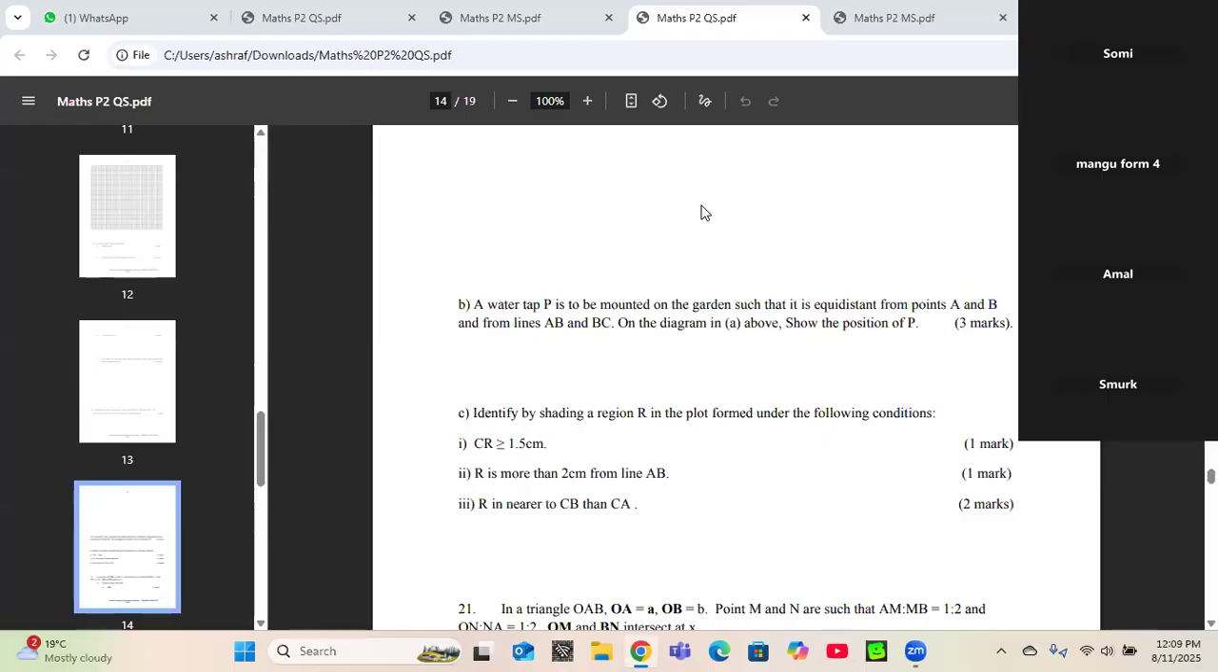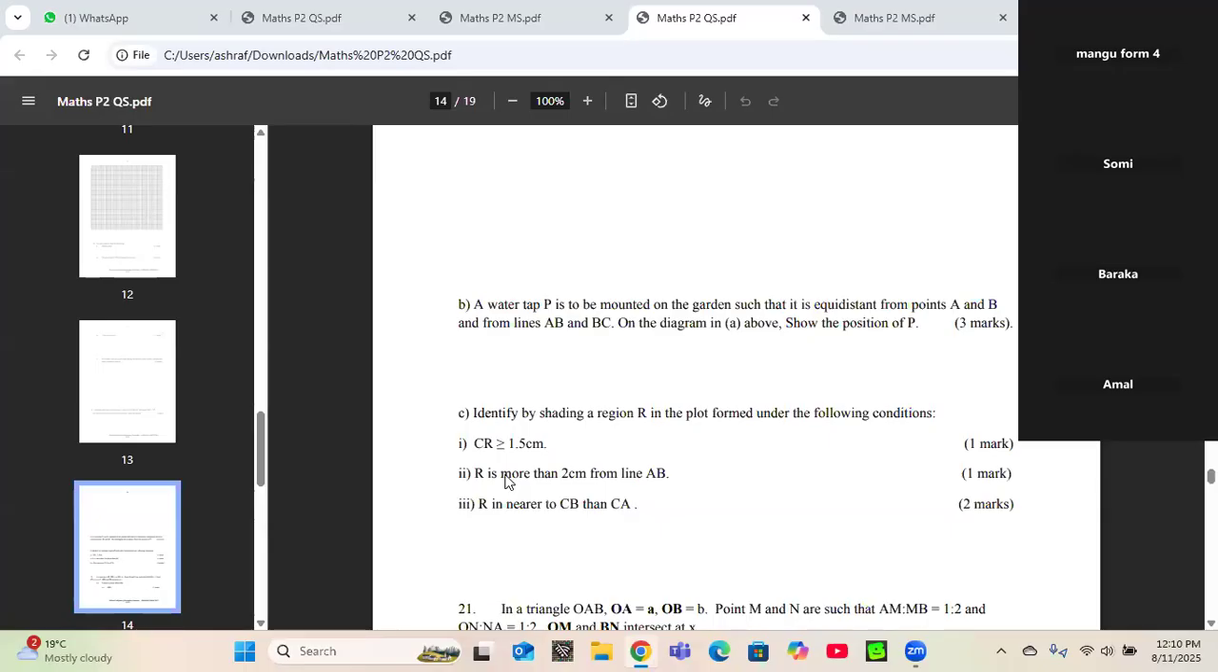Which locus is that? Someone else can try. Locus of points a given distance from a given line. Which locus? Locus of points a given distance from a given line is a parallel line to the given line. So you'll draw a parallel line 2 centimeters from line AB.